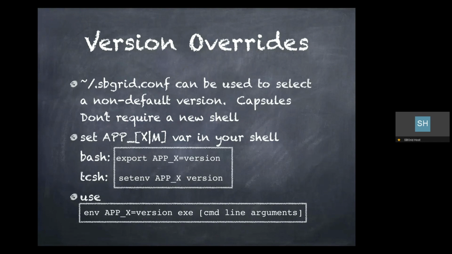You can set the version that way in your shell, and it will do it until that shell goes away. Or if you just want to do it once to try a different version, you can do it on the line with the capsule by setting the environment app_x equals version right before. As you can see, ENV. That'll just set it for the next execution.